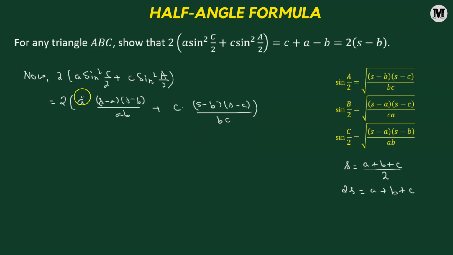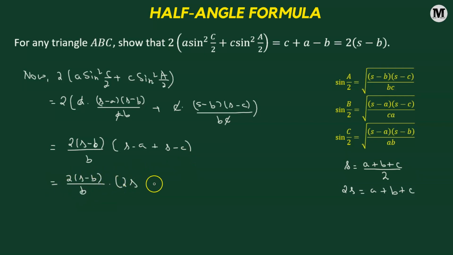Now we can factor out a from the numerator and the denominator of the first term and c from the numerator and the denominator of the second term. Now what we can do, we can take 2 times (s minus b) divided by b. This can be taken as a common factor from both the two terms within the parentheses, and that's going to leave us with (s minus a) added to (s minus c). So this will be 2 times (s minus b) divided by b multiplied by (2s minus a minus c).